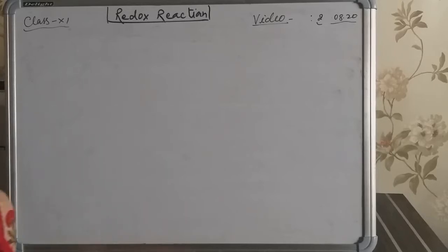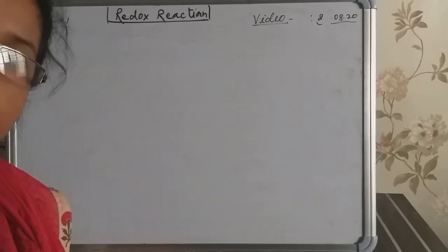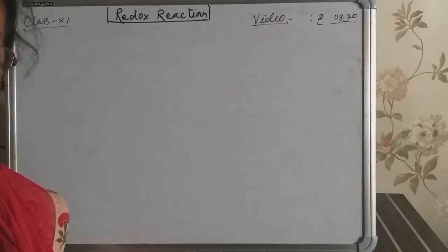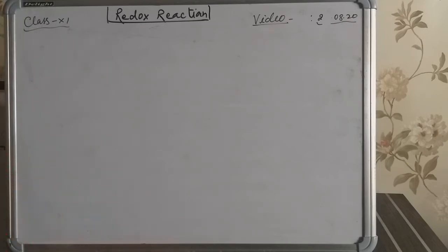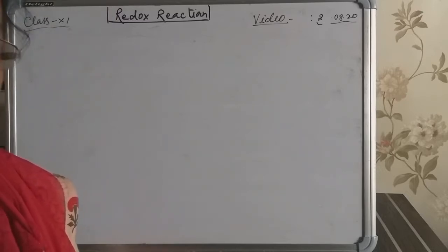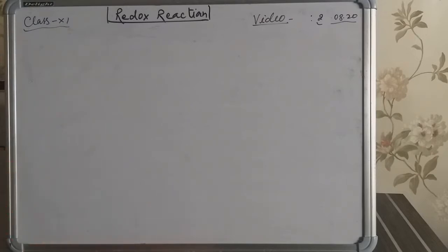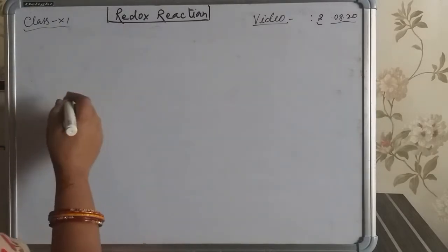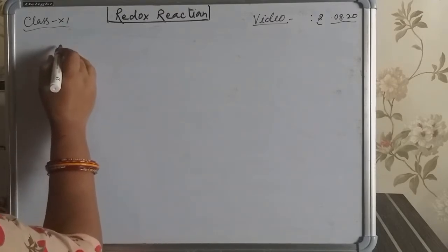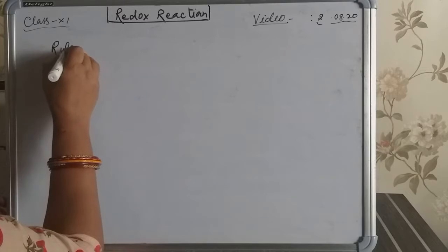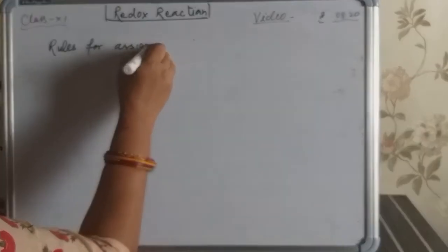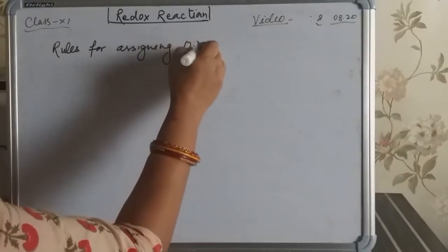Good morning, students. In this session, I am going to discuss the rules for oxidation number. A few of the rules we already discussed in the previous video. Let's discuss the next rules for finding the oxidation number of a species. So, rules for assigning oxidation number.